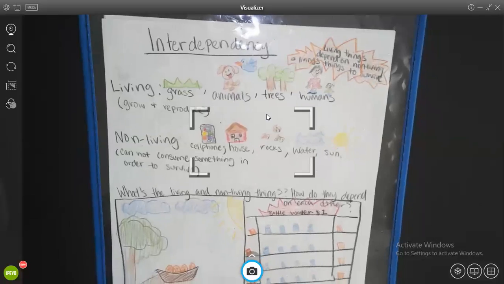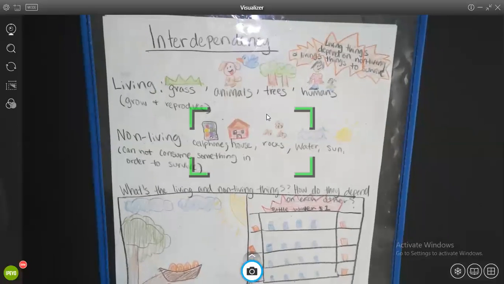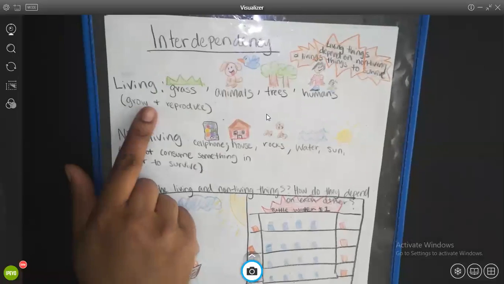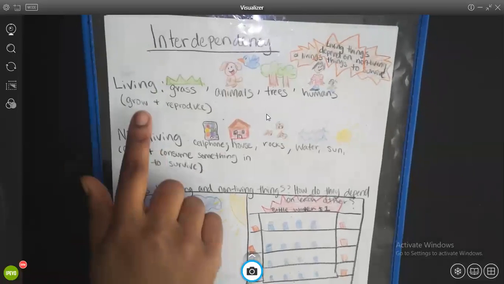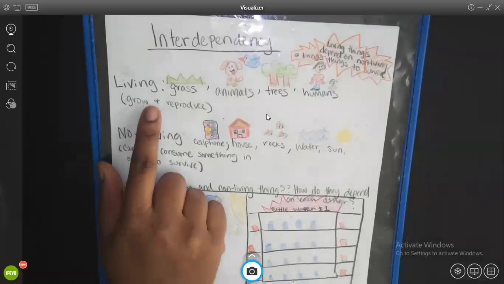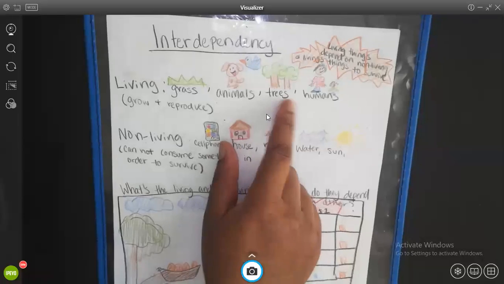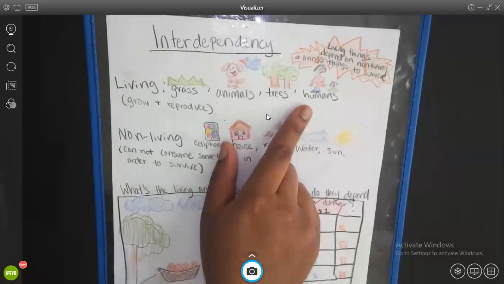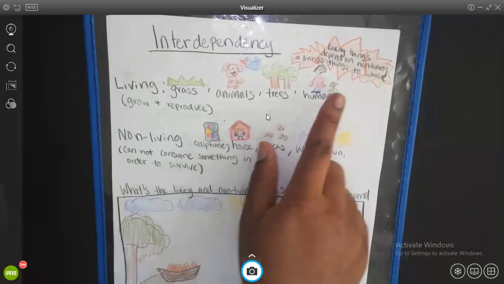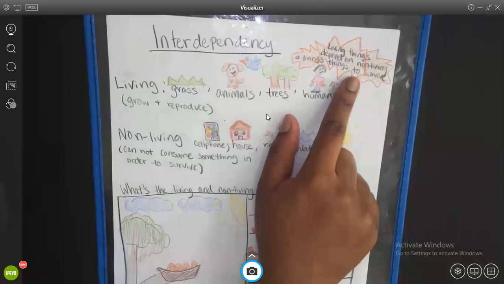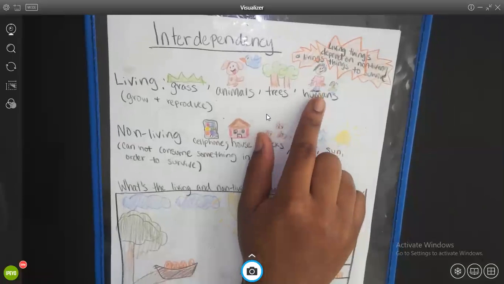So interdependency, remember when we talk about interdependency, we talk about two things. We talk about living and non-living things. Living things are things that grow and reproduce. So things such as grass, animals, trees, humans, anything that can grow and reproduce is considered a living thing. Also, as a reminder, living things depend on non-living and living things to survive. So think of a human and think of the living and non-living things it depends on in order to survive.